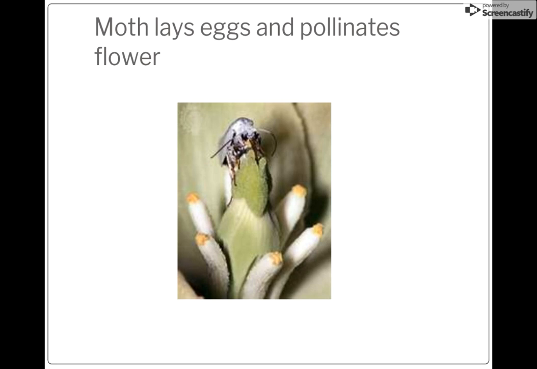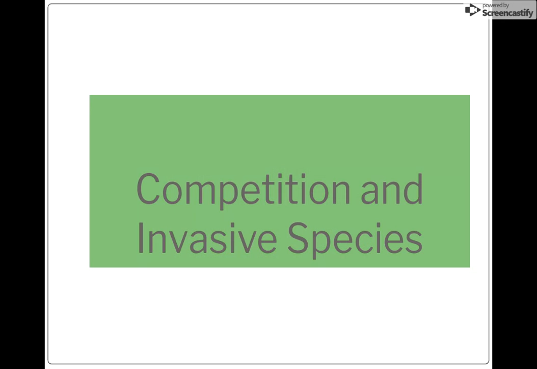Both are benefiting. Moth lay eggs and pollinates the flower. So the flower is getting pollination from the moth, and the moth is getting a place to lay her eggs. So this is mutualism as well.